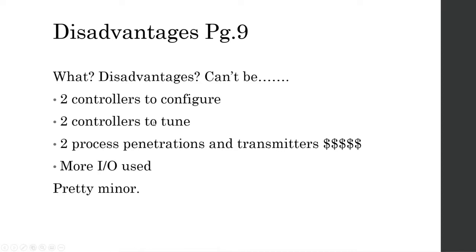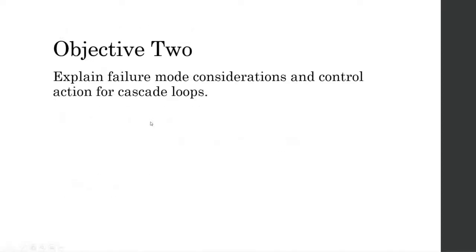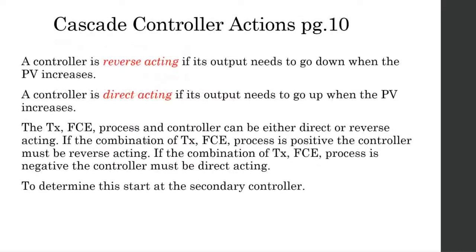Moving to objective two, explain failure mode considerations and control actions for cascade loops. So this will be a little bit of review of some of the stuff we covered in second year, talking about controller actions and failure modes. And let's just do a quick little bit of review here.